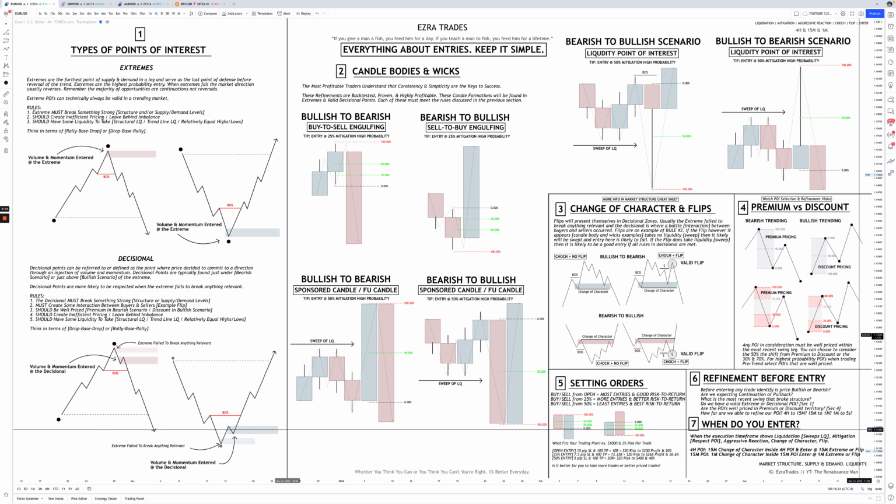Now, when you enter a 4 hour POI, if you can get the 4 hour POI and you can't refine it, then wait for a 15-minute change of character inside the 4 hour POI and enter at the 15-minute extreme or flip, right? If you get a 15-minute POI, if you refine the 15-minute from the 4 hour, you wait for a 1 minute change of character inside the 15-minute POI and enter at the 1 minute extreme or flip. That's what this one will help you for, right?